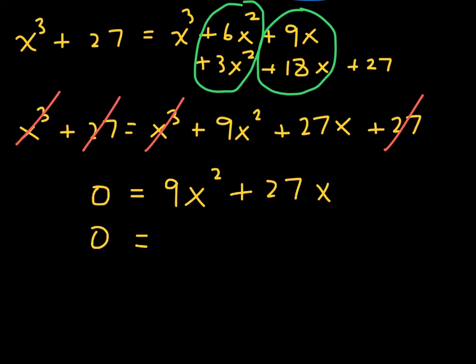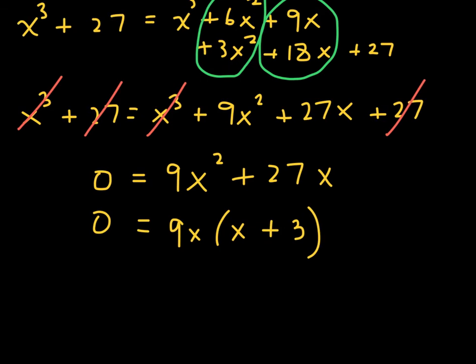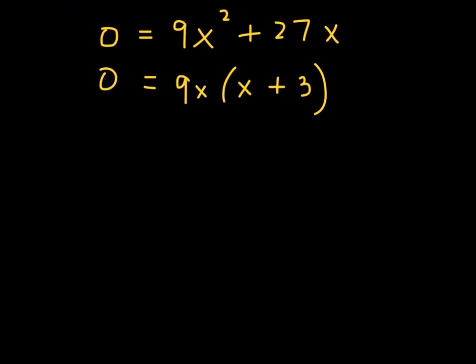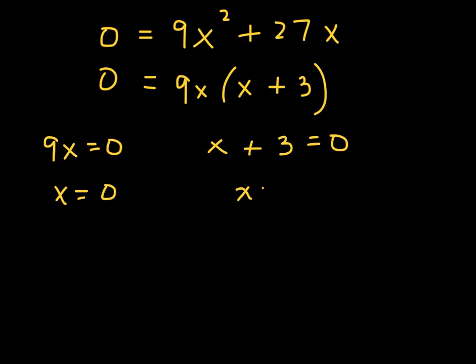And then factor. The GCF here is 9x, leaving you with x plus 3, right? And then you're going to want to set each factor equal to 0 and solve. So one factor is 9x. The other factor is x plus 3. After dividing both sides by 9, you get 0 divided by 9, which is just 0. After subtracting 3 from both sides, you get x is equal to negative 3.